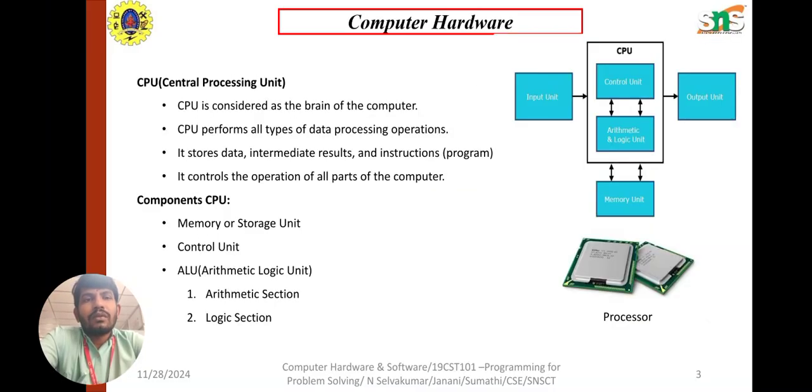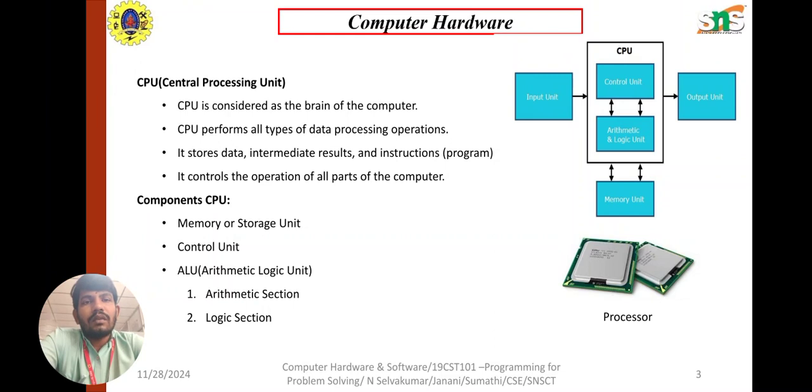In computer hardware, there is the CPU, called the central processing unit. The CPU is considered the brain of the computer because it performs all types of data processing operations, and it stores the data, intermediate results, and instructions like a program. Also, the CPU controls the operations of all parts of the computer.